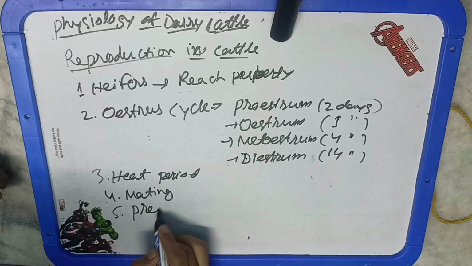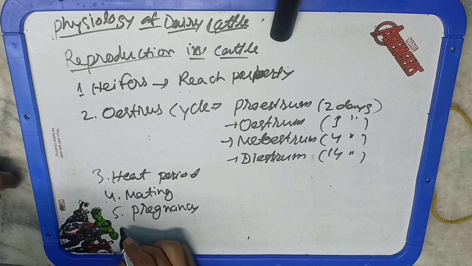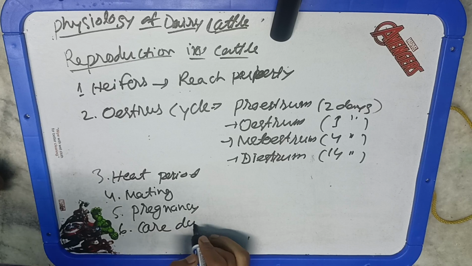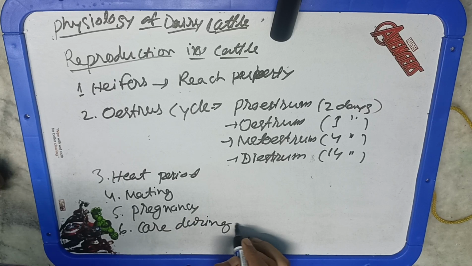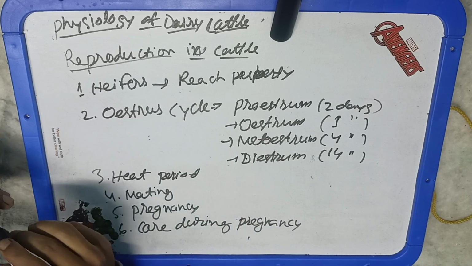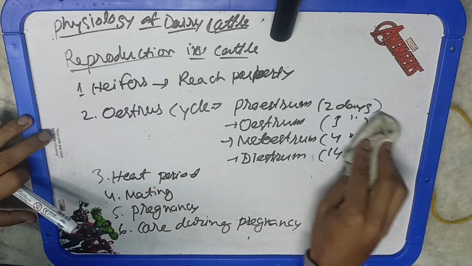So the bull can mate only with those cows which are in the estrus phase. In artificial insemination, selected bull semen is collected and used to inseminate the cows. Then is the pregnancy. After successful mating or insemination, the fertilized egg implants in the cow uterus and the pregnancy begins. The gestation period for a cow is approximately 9 months. This varies with cow, buffalo, sheep, and goat; we'll see in the later phase. Care during the pregnancy is very much required.